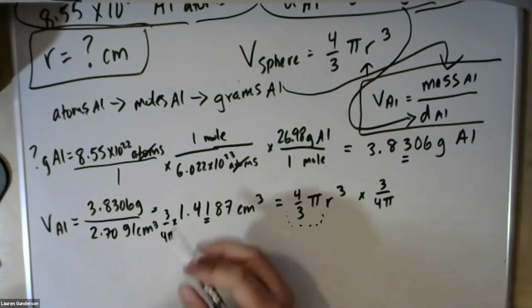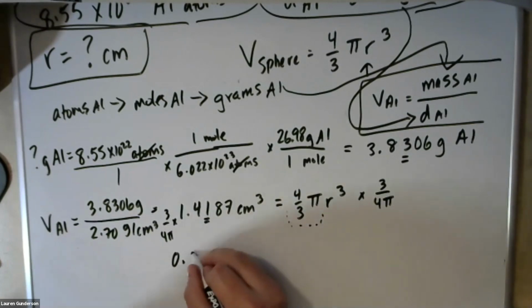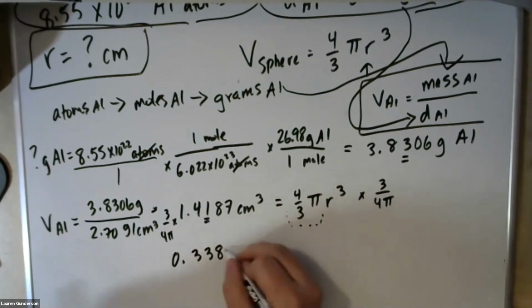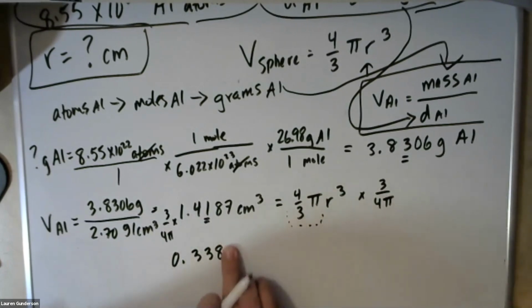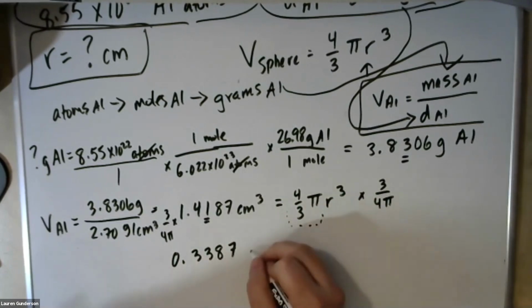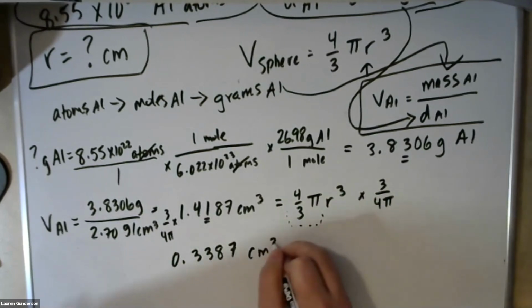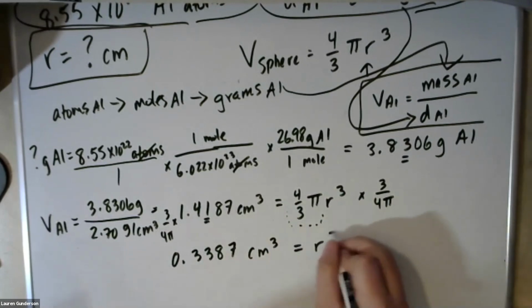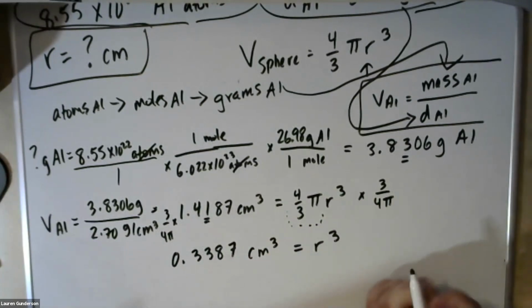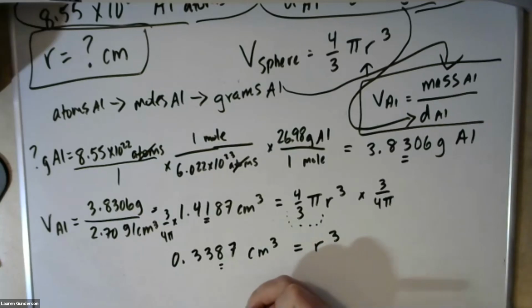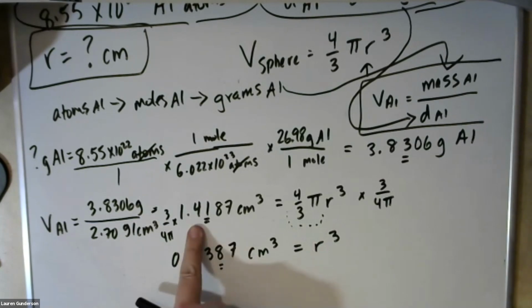Okay, when you do that, you should end up with 0.3387 centimeters cubed equals r cubed. Okay, and we're still to that third sig fig there. Okay, if you don't get this value, you have to go back and plug this stuff back in. All right, now we have to take the cube root of this.